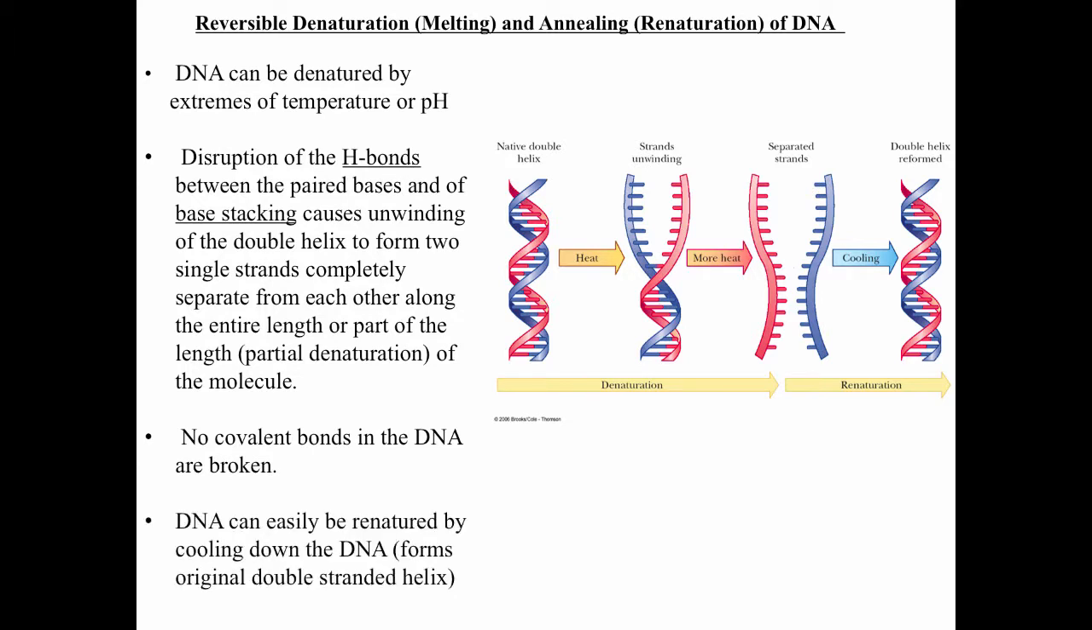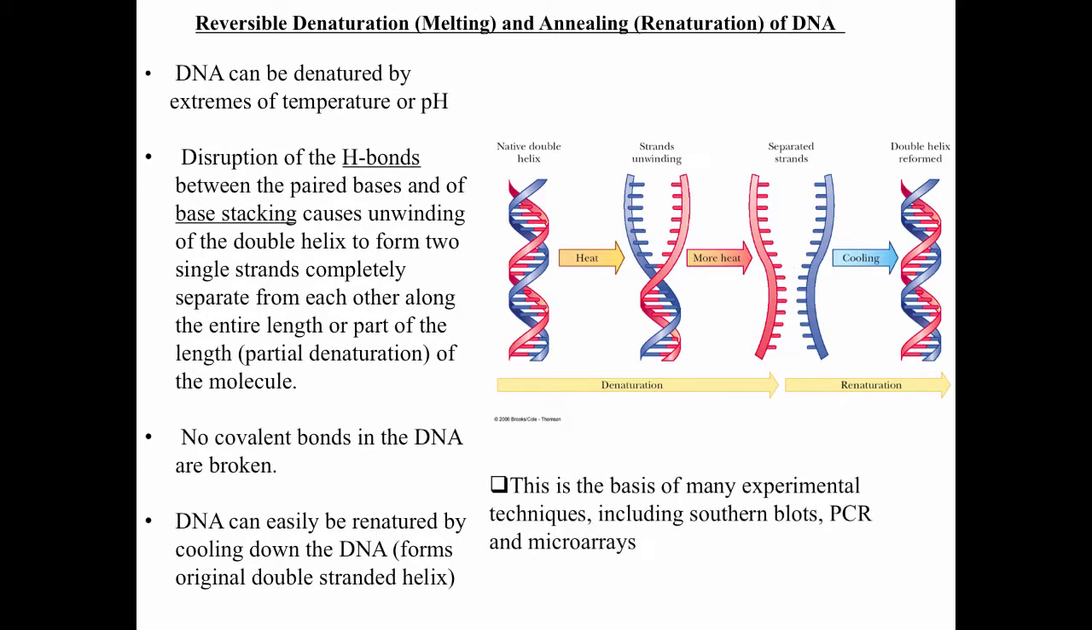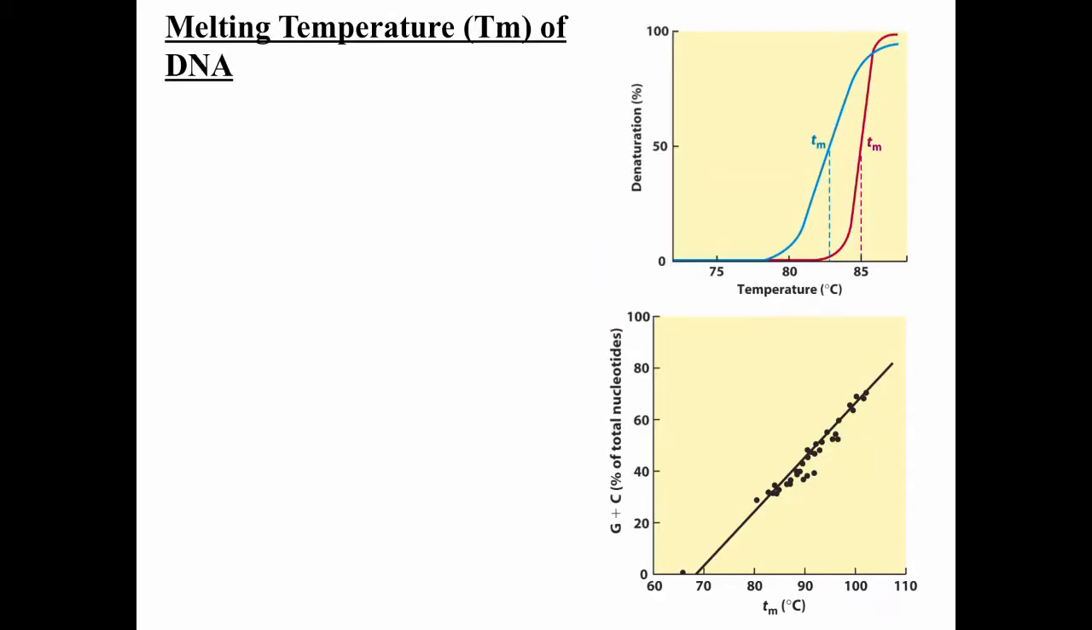And you can actually renature, that is, cause the DNA to reform a double helix by cooling down the DNA. So it's going to form the original double-stranded helix. And this property of being able to reversibly denature and renature DNA is the basis of many techniques that are widely used today, such as PCR, microarrays, and southern blots.